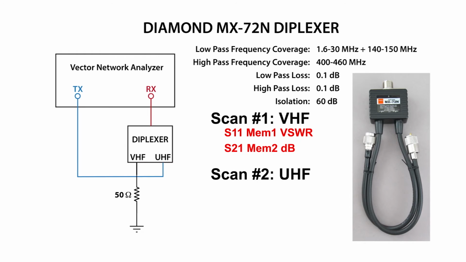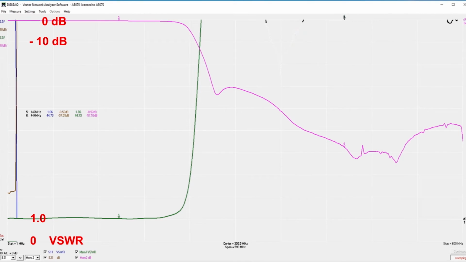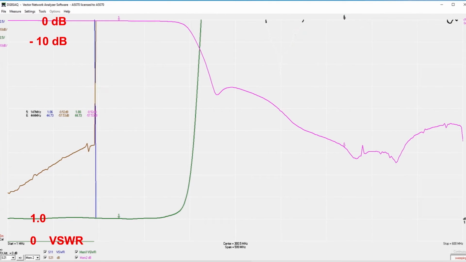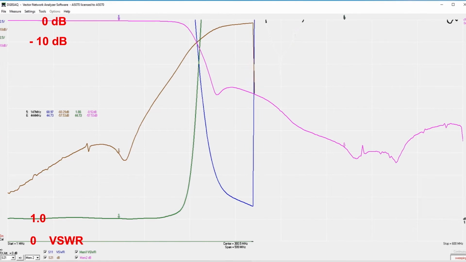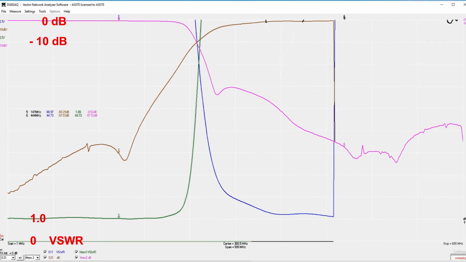Then we'll switch the test set port 1 to the diplexer's UHF connector and switch the 50 ohm load to the other side. The next frequency scan will show S11 and S21 for the UHF side along with the two memories to see the combined behavior of both the VHF and UHF inputs on the diplexer. Here we are seeing the second scan from the UHF connector. Note that the results of the VHF scan are already in place on the chart.